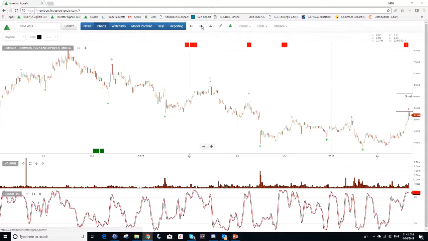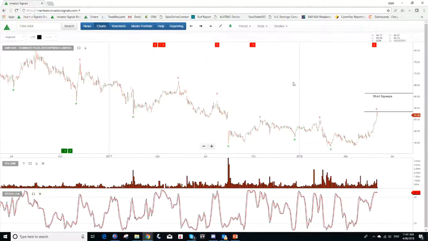Domino's Pizza, this is one of the highest shorted stocks in the ASX 200. Interesting, George Soros has Domino's listed within his top five shorted stocks globally. The fact that the stock is heavily held on the short side, I think, lends itself to a potential short squeeze. And I think that's what we're seeing at the moment.